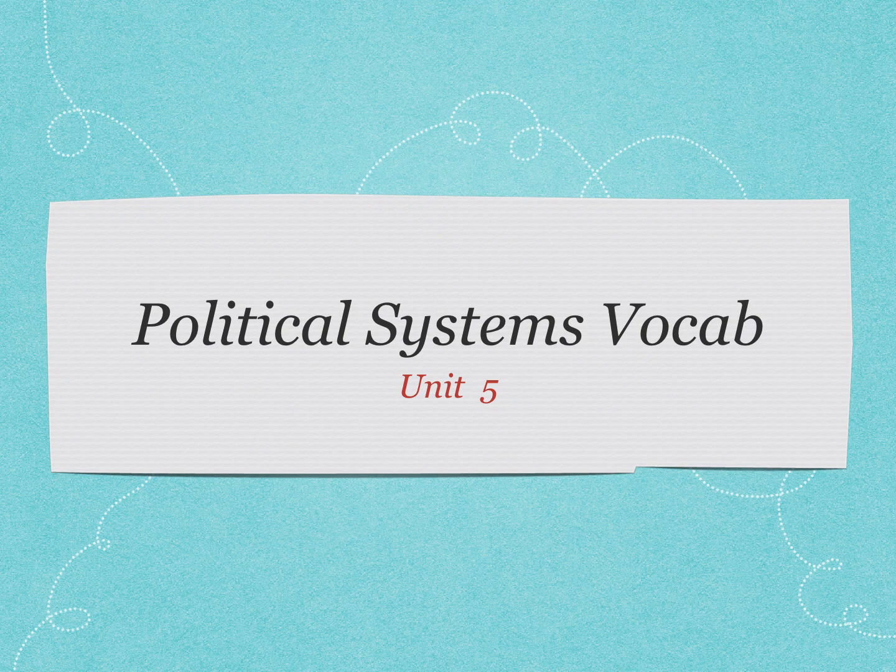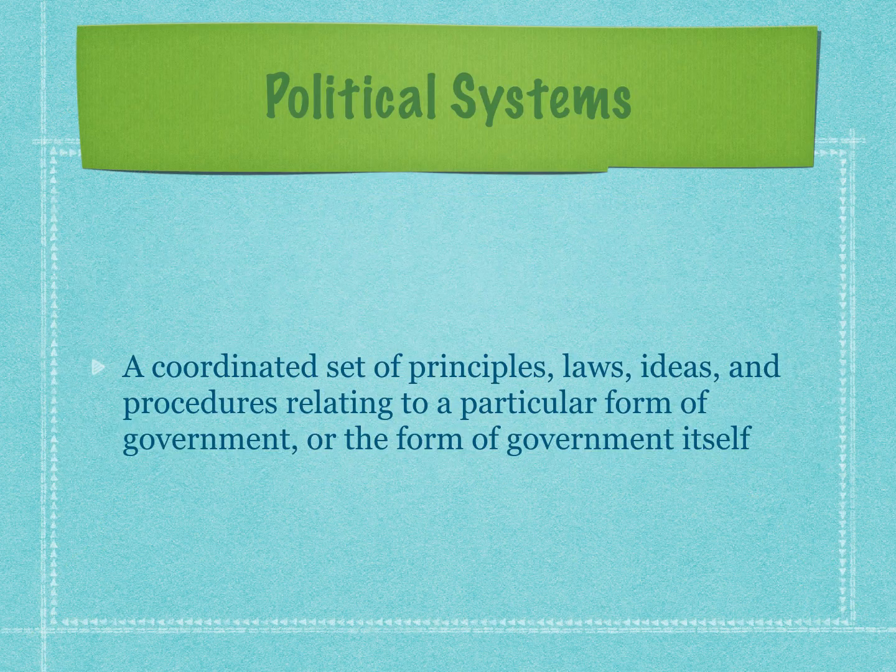Hey guys, so for this unit we actually have a list of vocabulary words that we'll be learning for Unit 5, Political Systems. So the very first thing is knowing what a political system even is. It's a coordinated set of principles, laws, ideas, and procedures relating to a particular form of government, or the form of government itself. So things like democracies, dictatorships, oligarchy, monarchy, which we'll go through here in just a couple of slides.